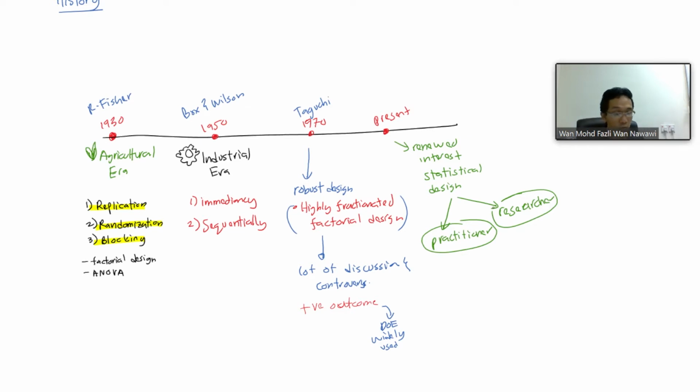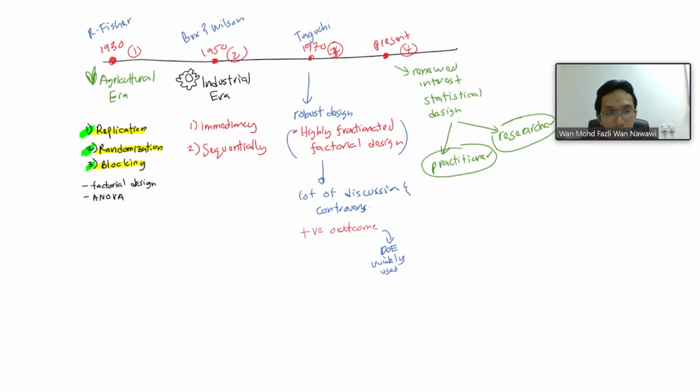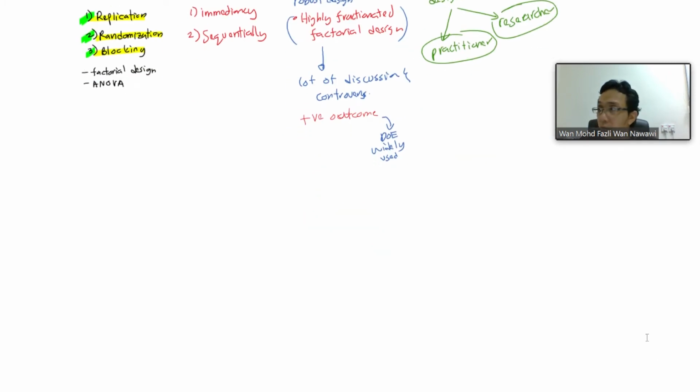So that concludes the first era, the second era, third era, and fourth era. Now you know where DOE started. But I want to focus on these three things: replication, randomization, and blocking, because these are the principles of DOE. We start with replication first. Let's go down. So here, replication.